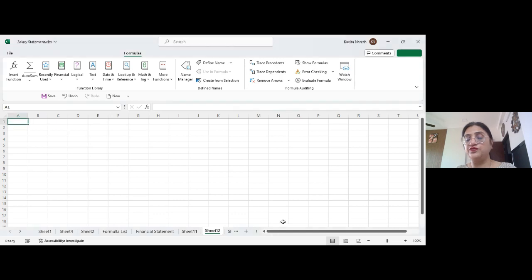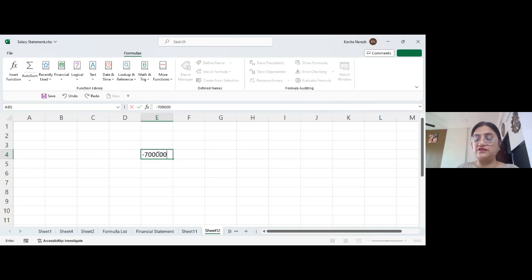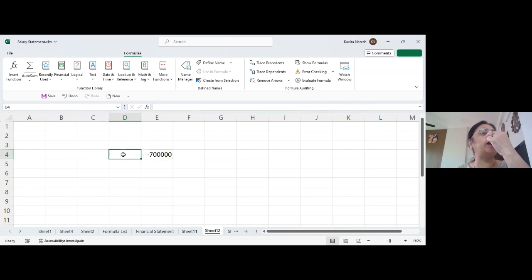I'm going to tell you first. I'm typing here. Suppose my investment is 7 lakh rupees. It should be with a minus sign, negative, because this is an outflow. And I want to calculate my IRR. How much IRR will it give me? So this is my investment.